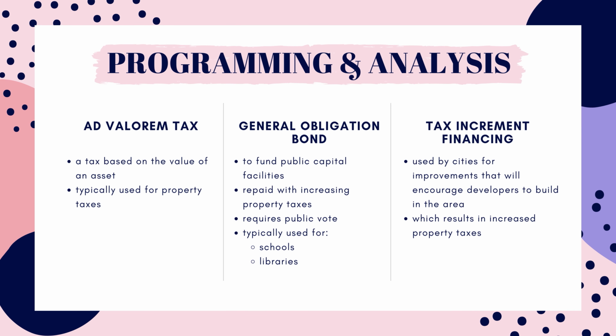An ad valorem tax is a tax that is based on the value of an asset. Ad valorem is Latin for according to value. So this kind of tax is typically used for property taxes, which are based on the assessed value of the property. A general obligation bond is typically used to fund public capital facilities like schools and libraries. They are not revenue-generating facilities. This type of bond is repaid by increasing property taxes, so issuing these requires the approval of voters.